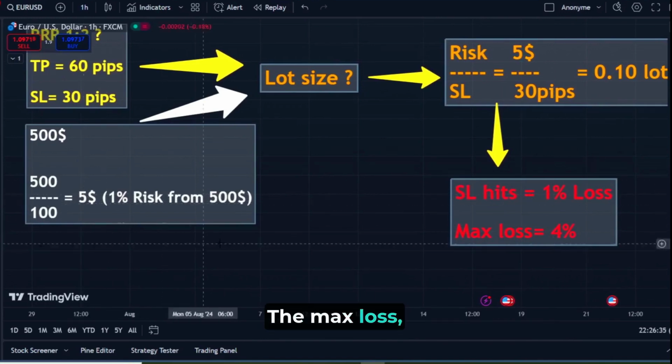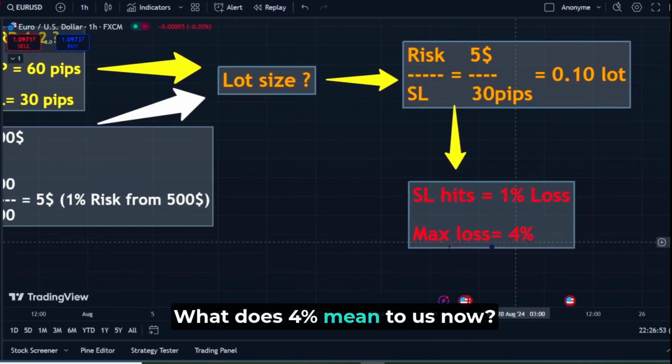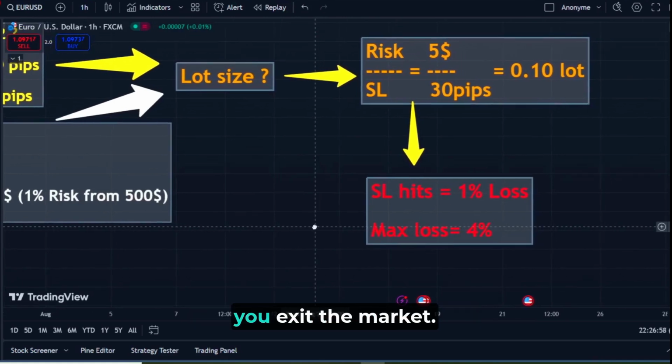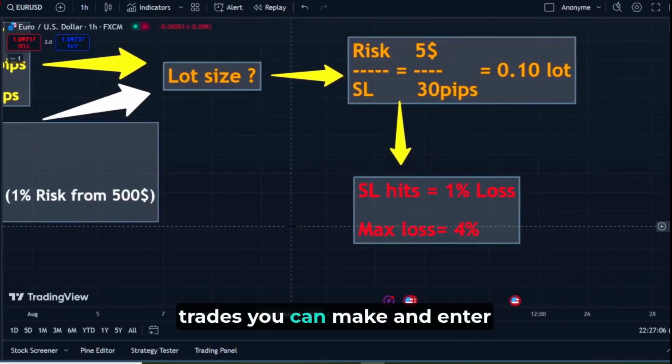The max loss, or the total loss percentage, which if reached, I should exit the market, stop trading on that day, and wait until the next day. The max loss is 4%. What does 4% mean to us now? It's 4 trades. If you lose 4 trades that day, you exit the market. This means the maximum number of trades you can make and enter in a day is 4 trades.